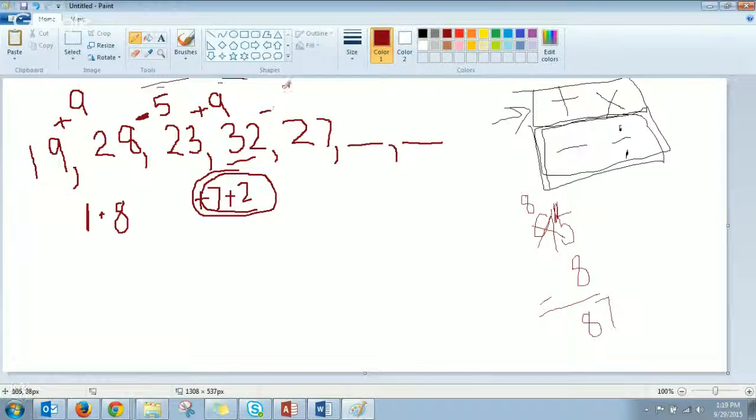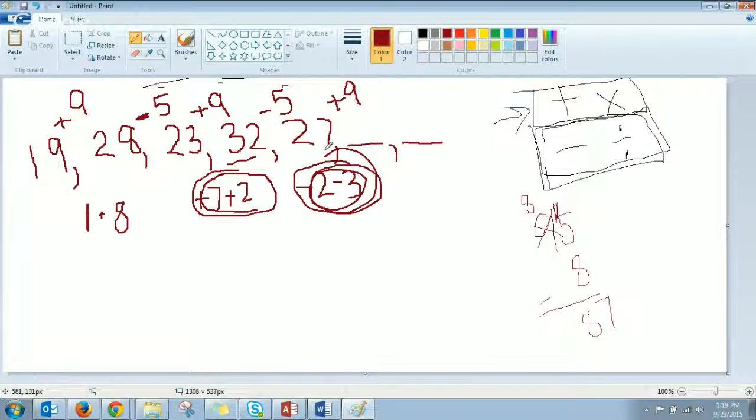I think I found the pattern. Let's try minus 5 and see if it works. 32 minus 5 should equal 27. So 32, you want to go down 2 jumps to 30. And then how many jumps from 30 to 27? 30 down to 27 is 3 jumps. So if I put those two together, 2 jumps and 3 jumps, that is 5 jumps. So I found the pattern. So now we have to find the mystery numbers. Plus 9 minus 5, plus 9 minus 5, plus 9.